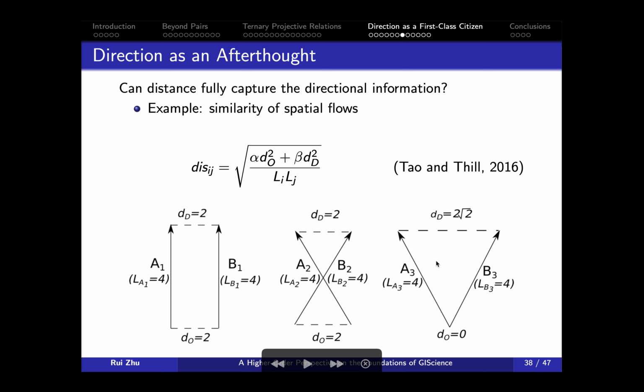Obviously, directions of these flows play roles to distinguish them. As can be seen, the first pair, they are parallel. The second pair, they cross with each other. And the third pair, they originate from the same point, but diverge into different directions.